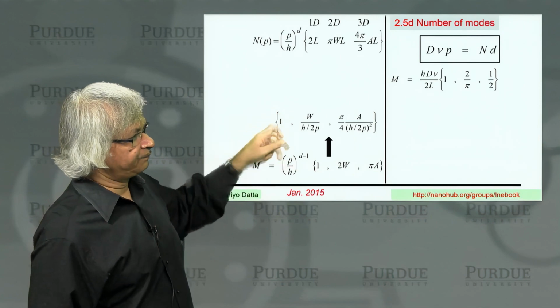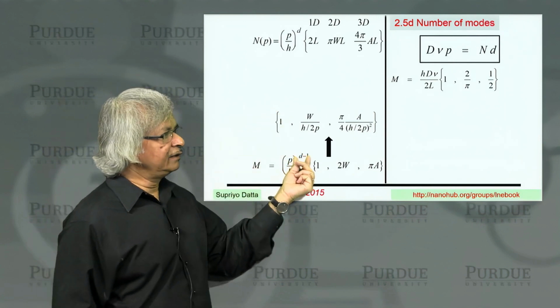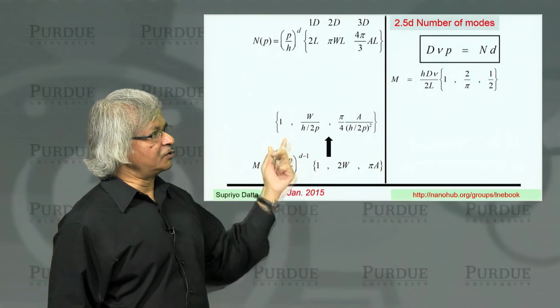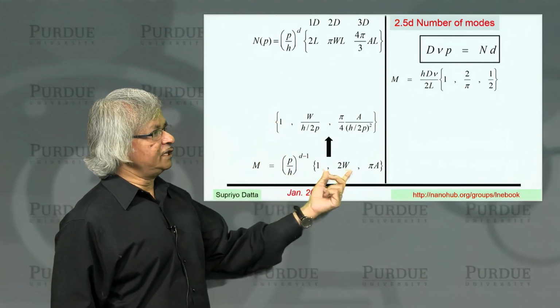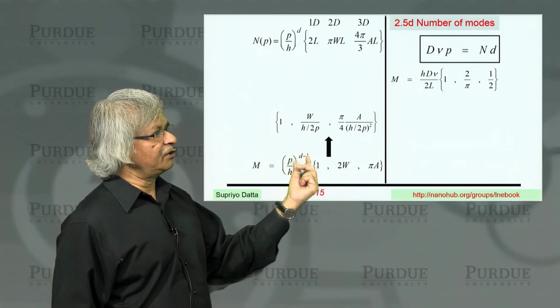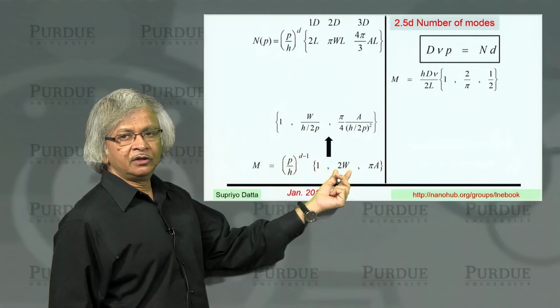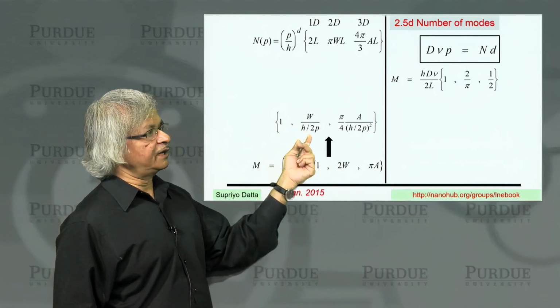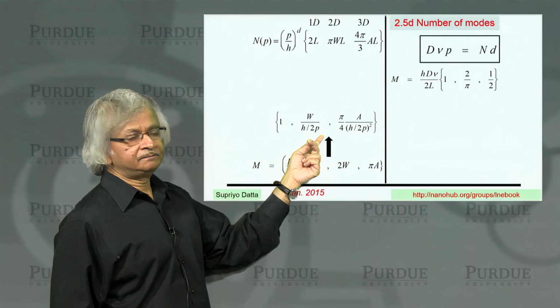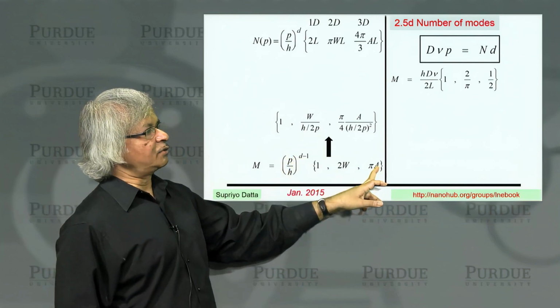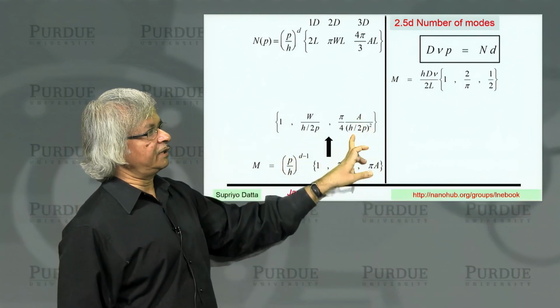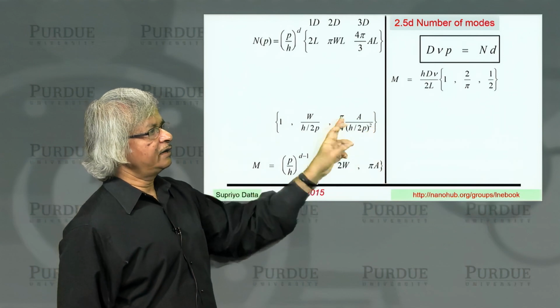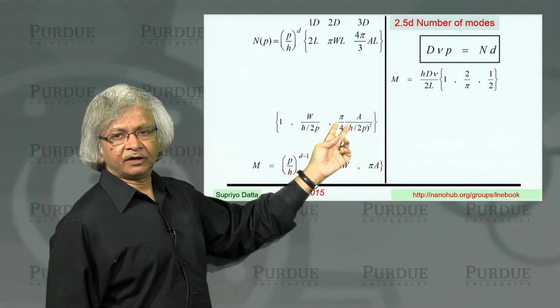And for this purpose, what I'm going to do is take this expression and just rewrite it in a slightly different way. You see, if d equals 1, then as I said, that amounts to 1. If d equals 2, then this is like p over h times 2w, which you could write as w divided by h over 2p. And similarly, the last one you could write as a divided by h over 2p squared, and then a constant in front.